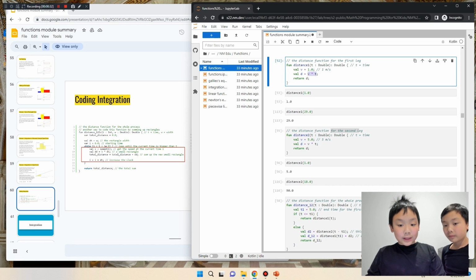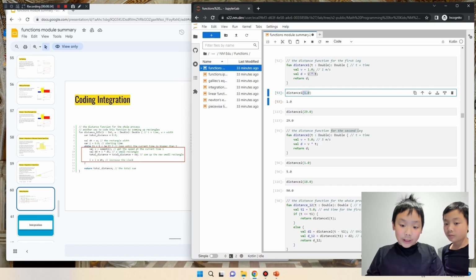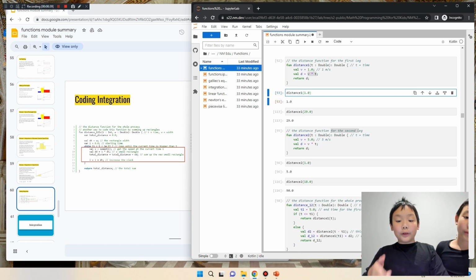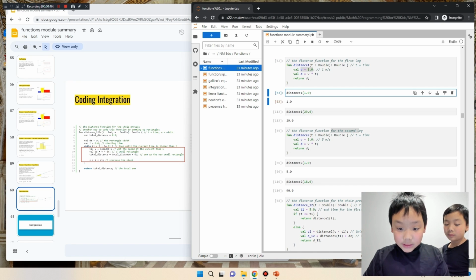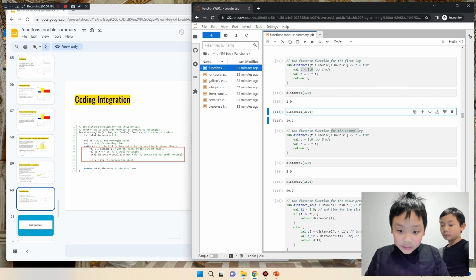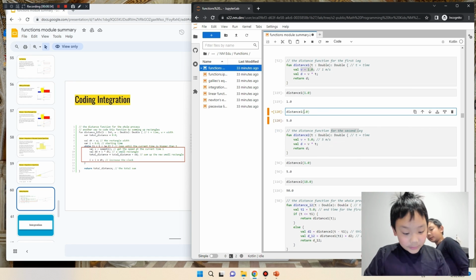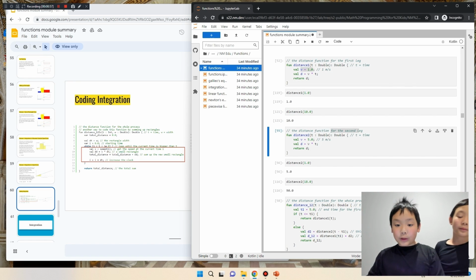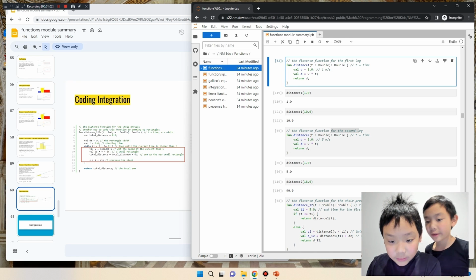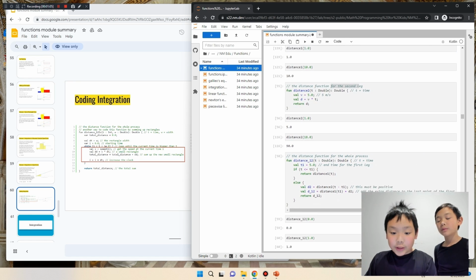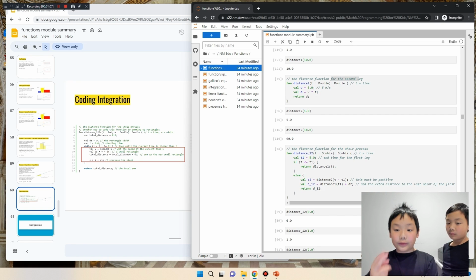So first we type in the distance1 function, and this right here is the time. This function already knows when we call it that the velocity will always be 1, because as it says here, the value of v equals 1. So if we put in 1, it gives us 1. Let's change this to 5, and it gives us 5. And if we change it to 10, it gives us 10. This is because this is the first leg, and the speed is just 1 meter per second.